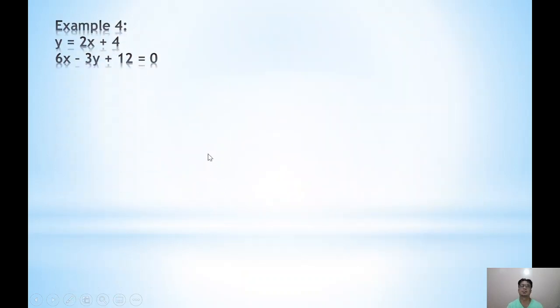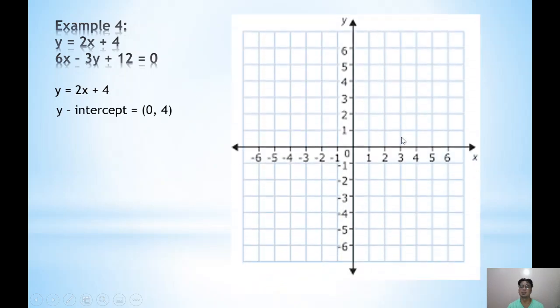Example number 4. Ito yung given. Actually, kung titingnan natin, magkaiba. Ano y-intercept nito? Kung x ay 0, 4 ang y. 0 and 4. Asan yun? 0 and 4. Ito dapat. Ang x-intercept natin, y ay 0, lipat sa kabila, negative 4 divided by 2, negative 2. Dapat ito. Negative 2 at 0. Ayun. Pag i-connect natin, ito yung line. Punta tayo dito sa kabila.